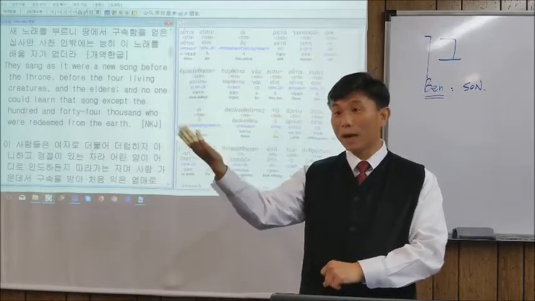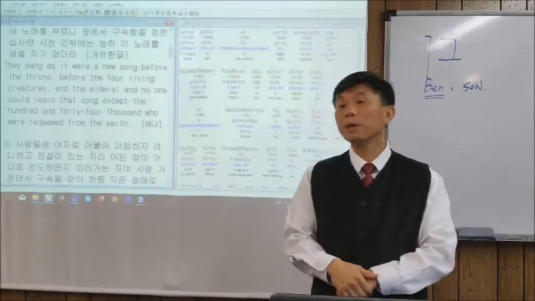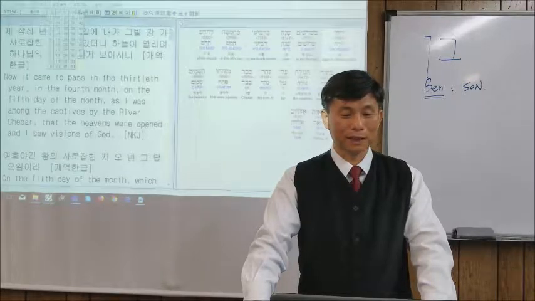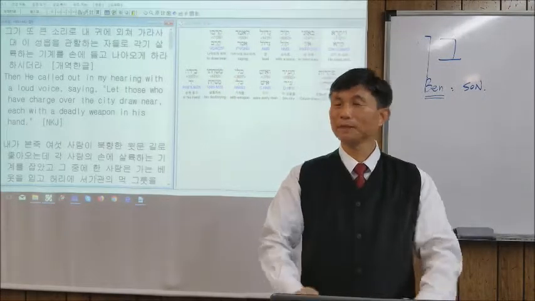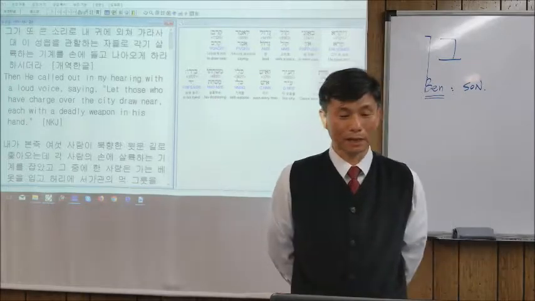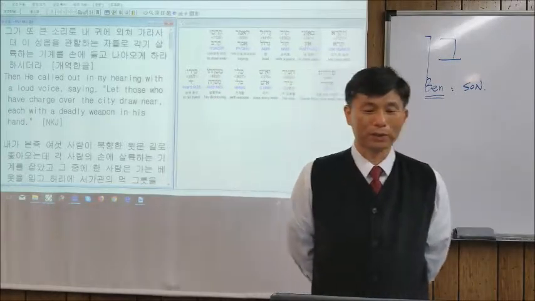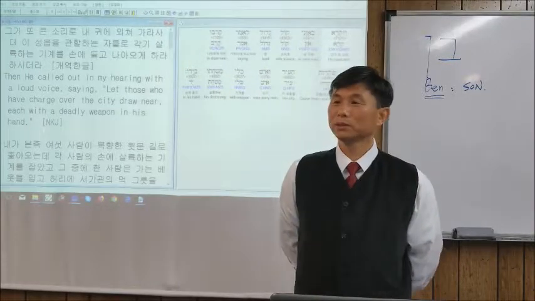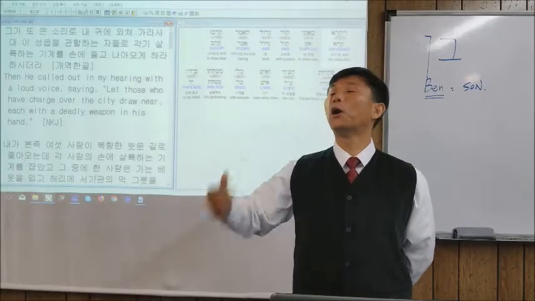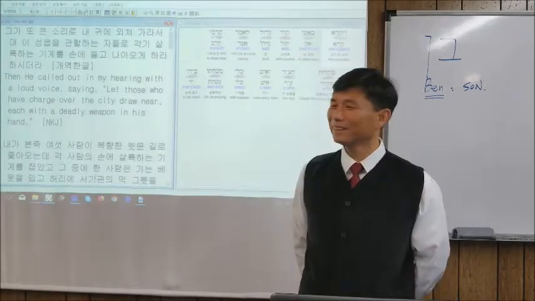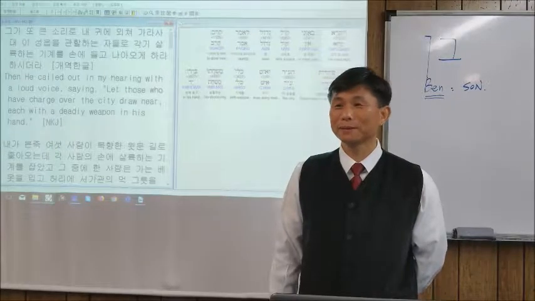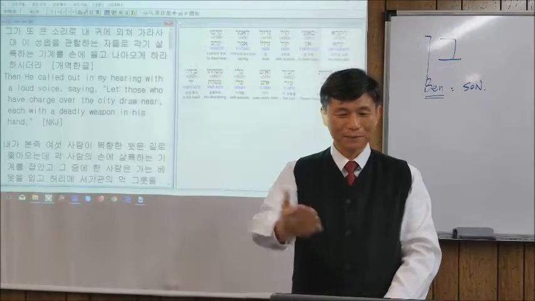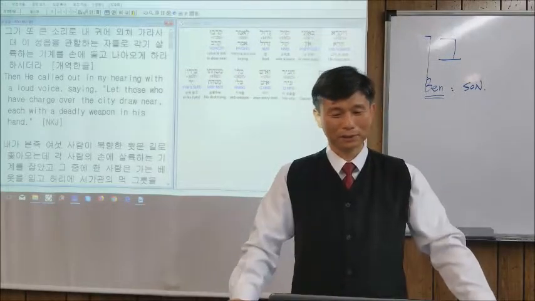Those are the 12 tribes, it says in chapter 7, right? Who can be sealed? When we go to the Old Testament, Ezekiel chapter 9, look here: then he called out in my hearing with a loud voice, saying, let those who have charge over the city draw near. So he called those security guards, in charge over the city. The city is Jerusalem, okay? So we have a lot of security guards at the city, right? Those who have charge over the city drew near.